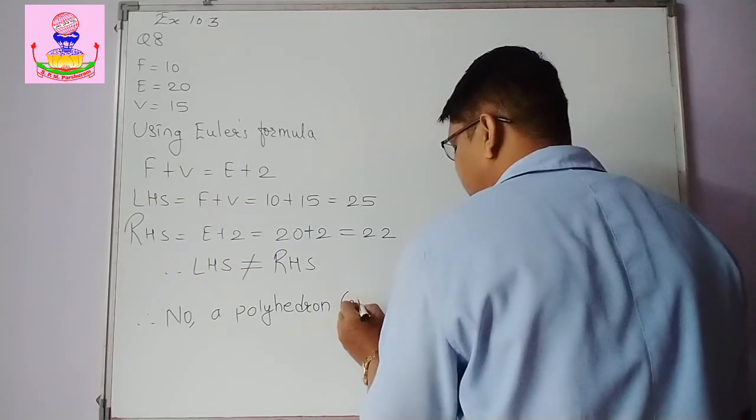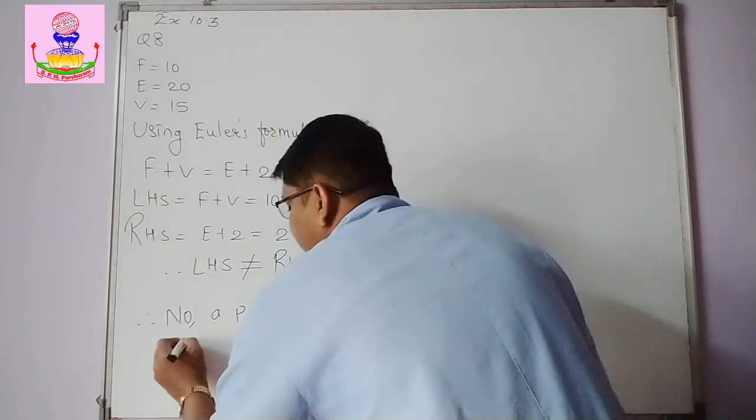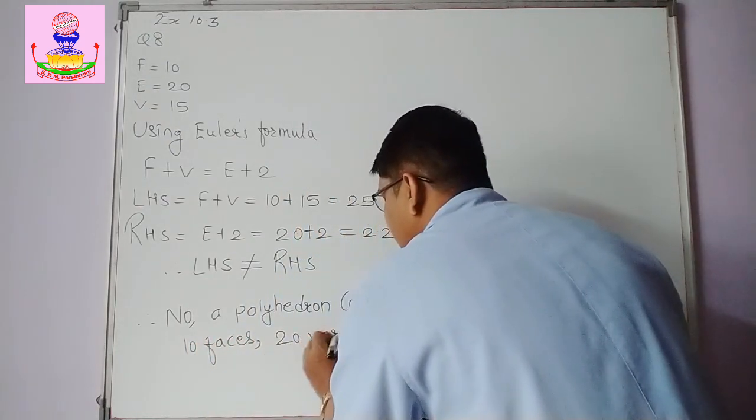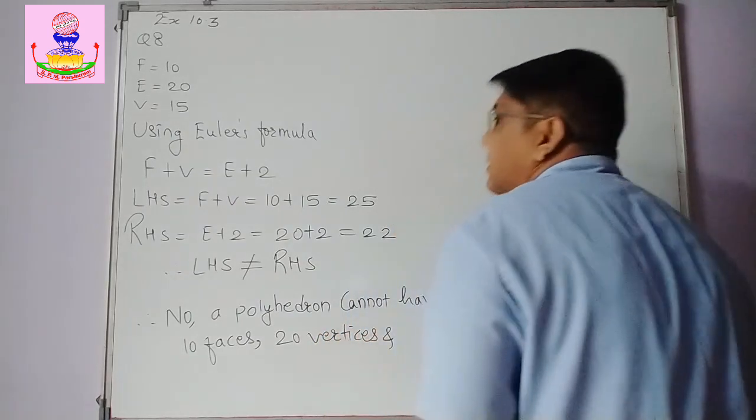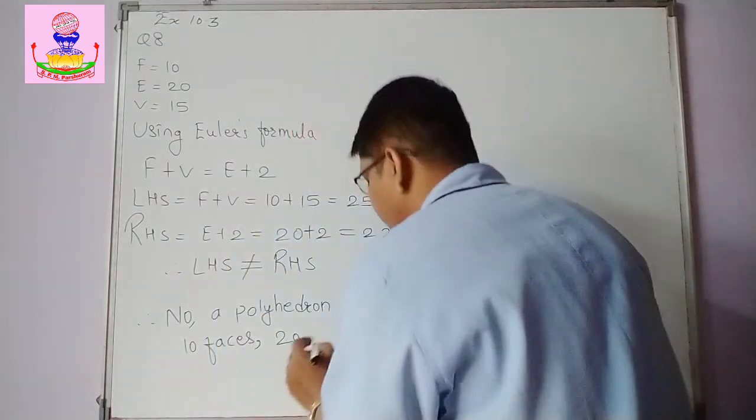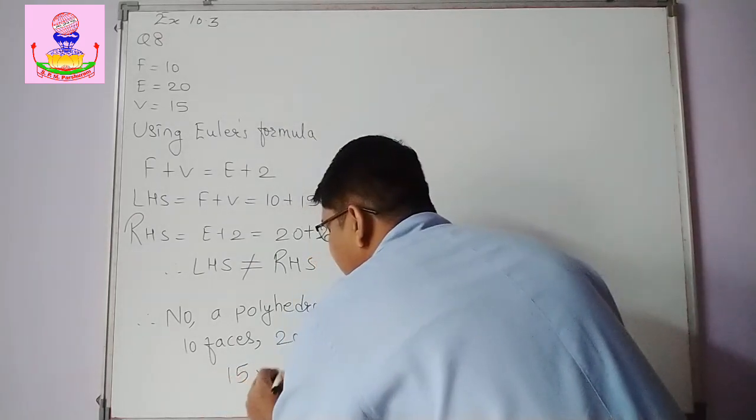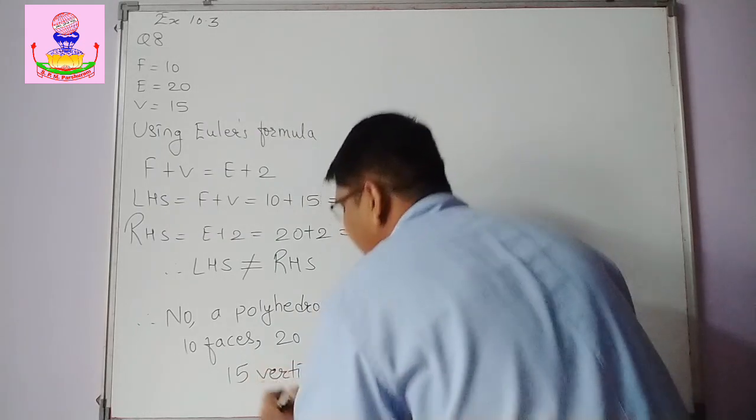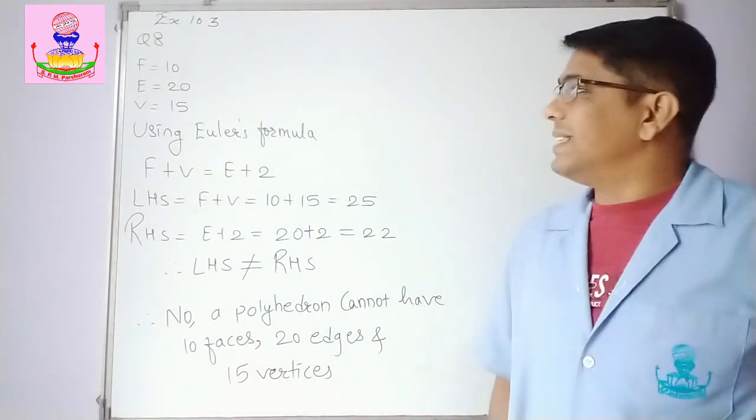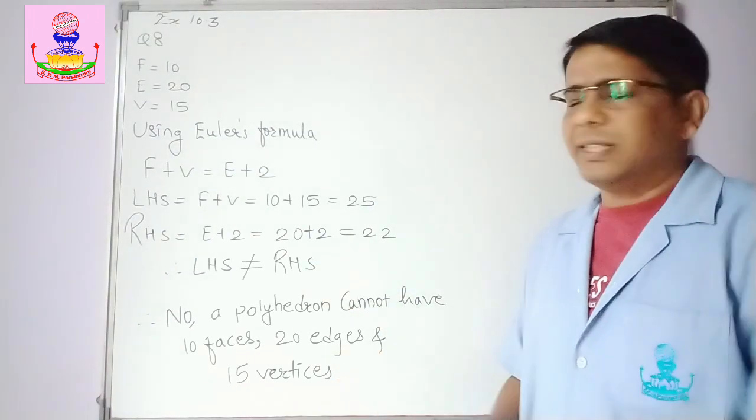A polyhedron cannot have 10 faces, 20 edges and 15 vertices. So no, a polyhedron cannot have 10 faces, 20 edges and 15 vertices. How did we do it? We verified Euler's formula.